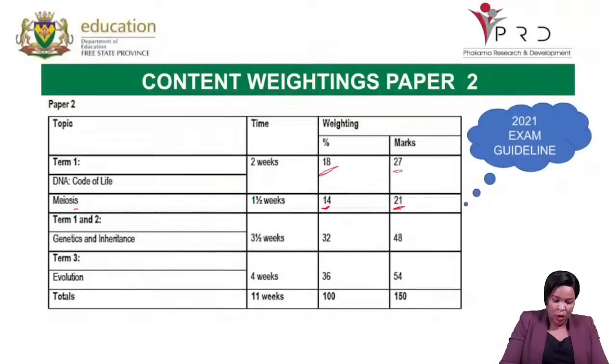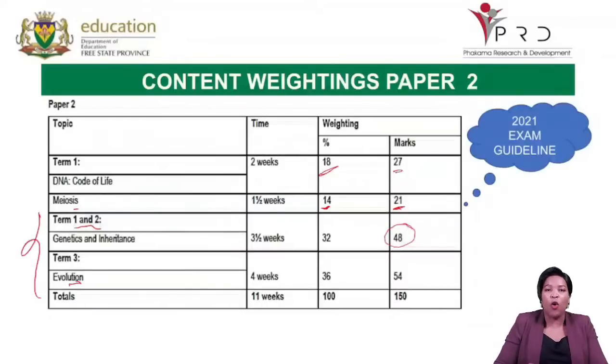Then the topic that was overlapping into 2 terms, that was genetics and inheritance. Just look at the big marks here. 48 marks out of 150. So that is almost 1/3 of the paper. And together with evolution, these 2 topics here are quite big topics. So you can spend a lot of time here so you can collect those maximum marks. Then your paper will also be out of 150.